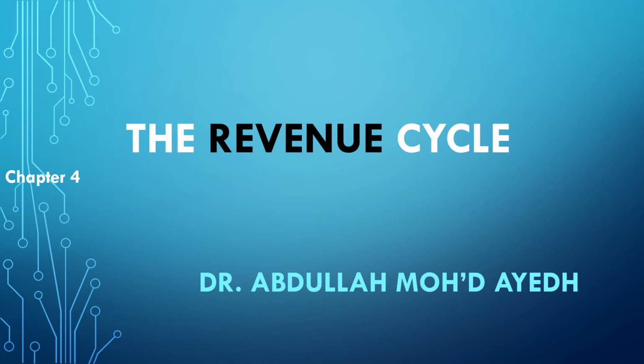Today we are going to talk about the revenue and sales cycle, which is chapter 4. As we discussed last time, we discussed the TBS, transaction processing cycle, and under the transaction processing cycle, we said that the processing of recording the transaction goes based on the cycles, and we have three cycles. Today we are going to speak about the first cycle, which is the revenue cycle.